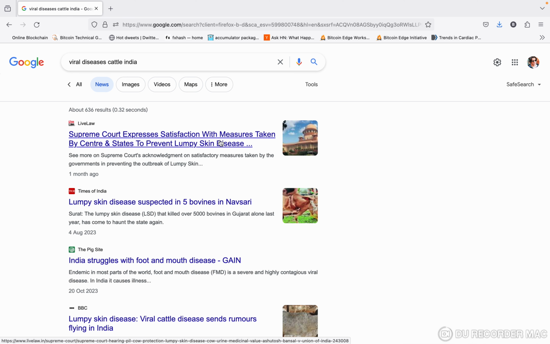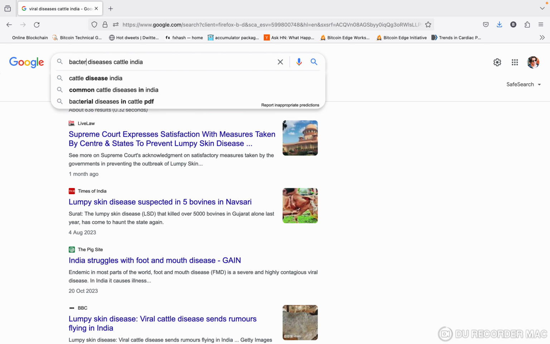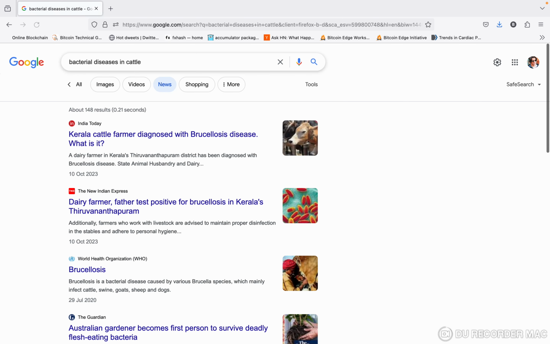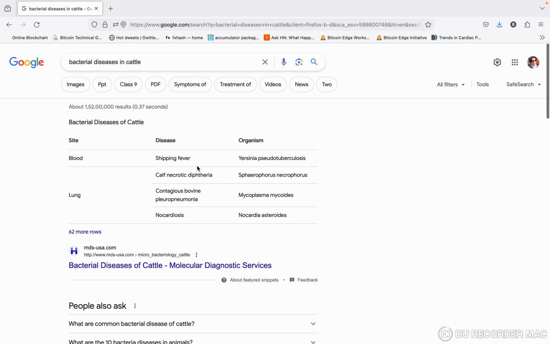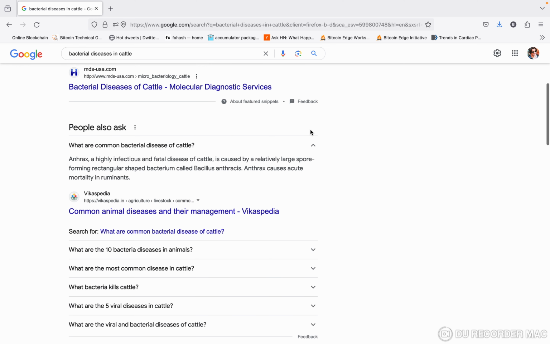Okay, Supreme Court expresses satisfaction with measures taken by the Centre and state governments to prevent lumpy skin disease. Okay, there are some Supreme Court cases also. So this is, I think, very important for the exam. Let me check bacterial diseases in cattle. Anthrax is the most common bacterial disease.